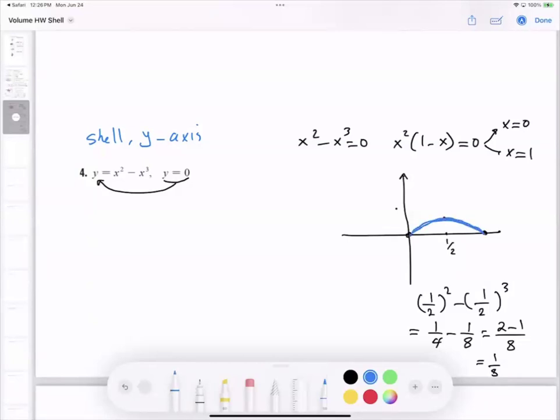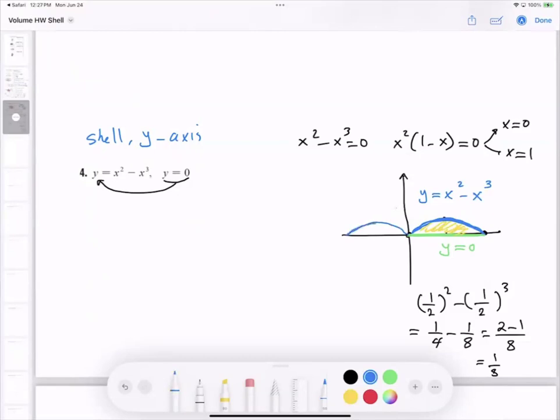Okay. And then it says y is equal to 0. It means that you're dealing with the x-axis. Perfect. So let me erase this guy to avoid any confusion. Very good. So far, I have y equals x squared minus x cubed. And then I have down here y equal to 0. I'm rotating this object about the y-axis.